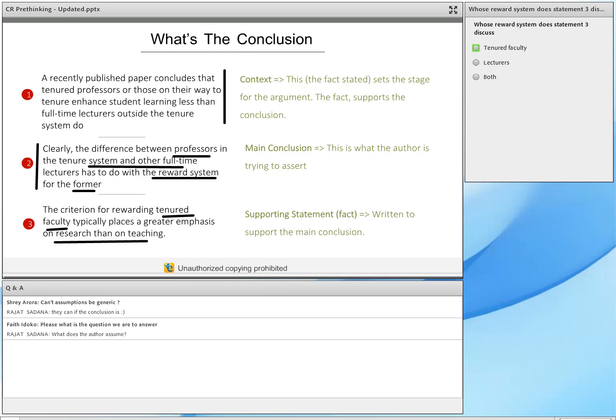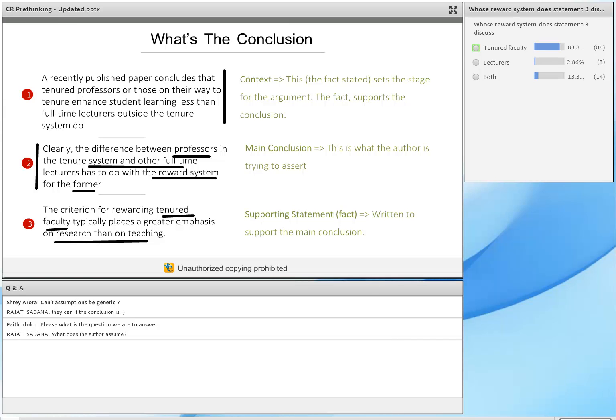Okay, let's get to a 3, 2, and 1. I'd like to get a few more responses, guys. Here are the results. So what you really see is 84% of you say tenured faculty, 13% of you say both, and then very few say lecturers.